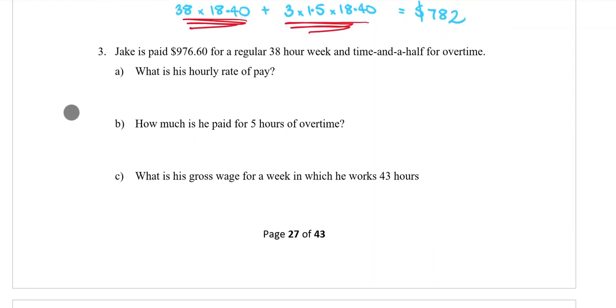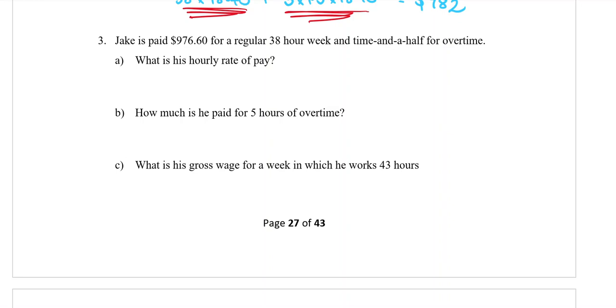Question 3. Jake is paid $976.60 for a regular 38-hour week and time and a half for overtime. So if this is his total amount for the week, that's not an hourly rate, that's how much he's getting paid for the whole week.